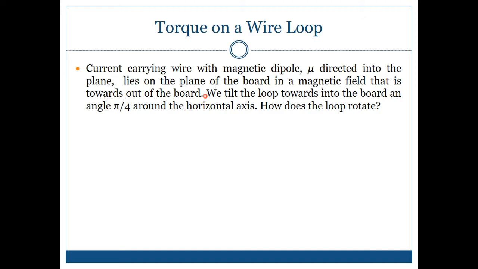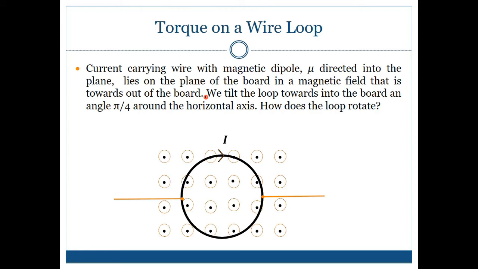Okay. See if your picture looks like this. We should have the same picture. Magnetic field lines coming out of the board or page. We have a loop on the plane of the page. It can be circular, square, it doesn't matter. Since they just gave us a magnetic dipole moment, I drew a circle.